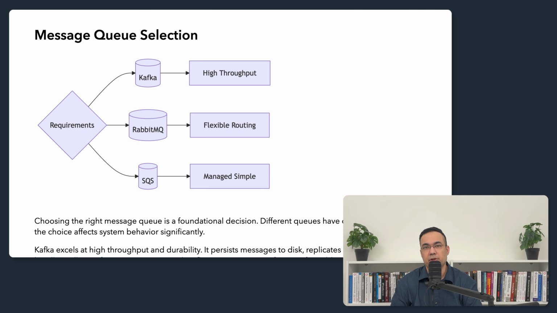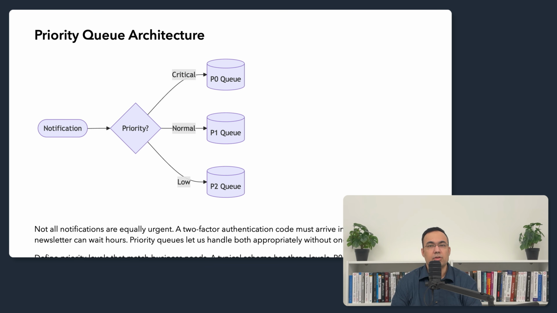Now let's examine priority queues because not all notifications are equally urgent. An authentication code must arrive in seconds. The user is sitting at a login screen waiting for it. If the authentication code doesn't arrive in, let's say, 30 seconds, they'll request another code, get confused when multiple arrive, and they might just give up entirely on the login. However, a weekly newsletter can wait hours without anyone noticing or caring about it. Priority queues let us handle both appropriately without one blocking the other.